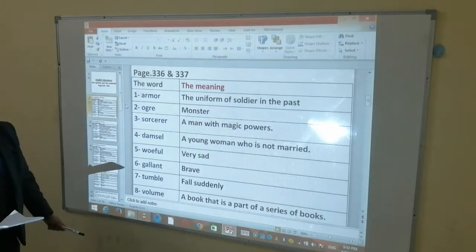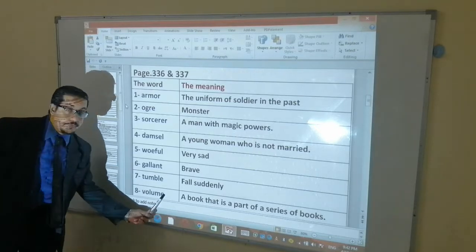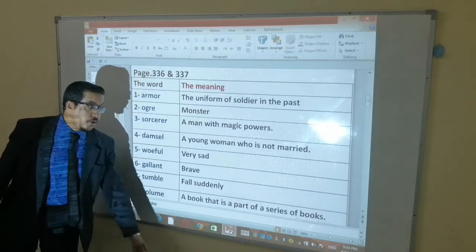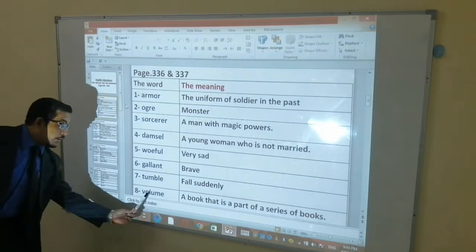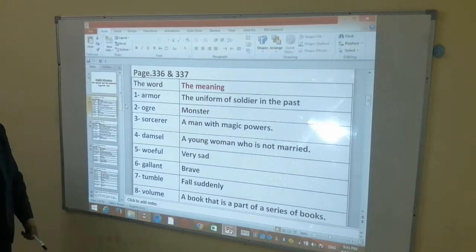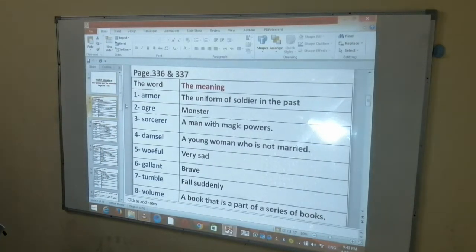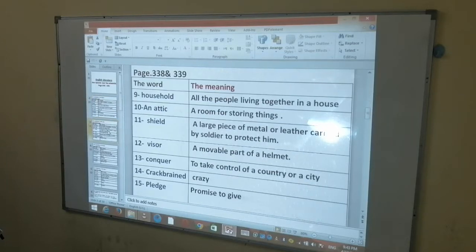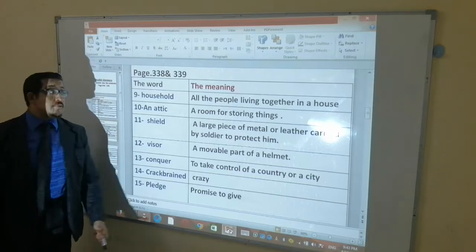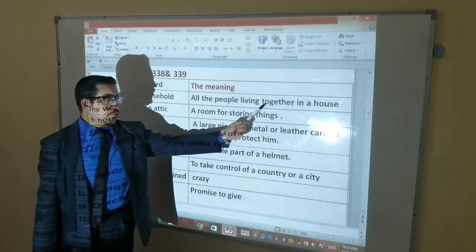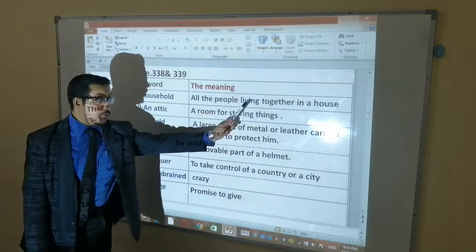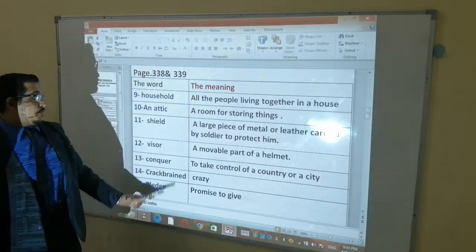The next word that we have is called volume. Volume, a book that is a part of a series of books. Let's move to the next slide with vocabs. Household, all the people living together in a house.